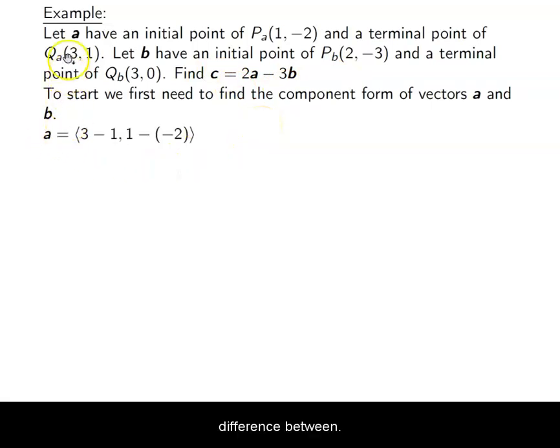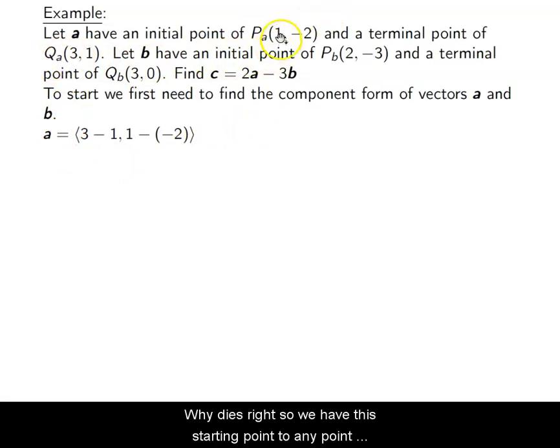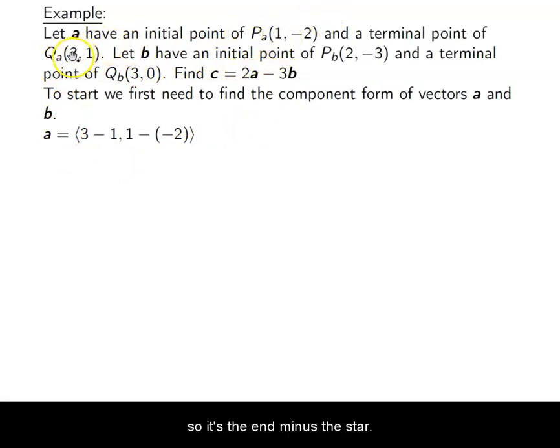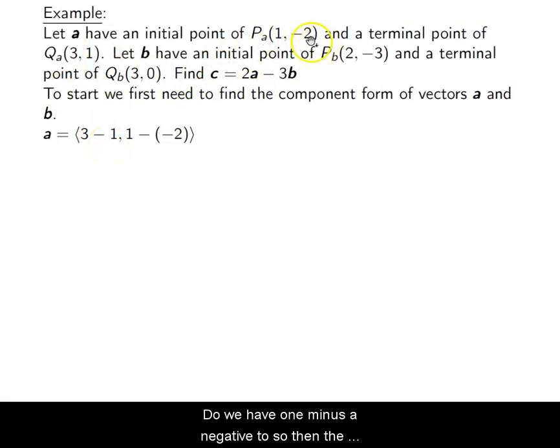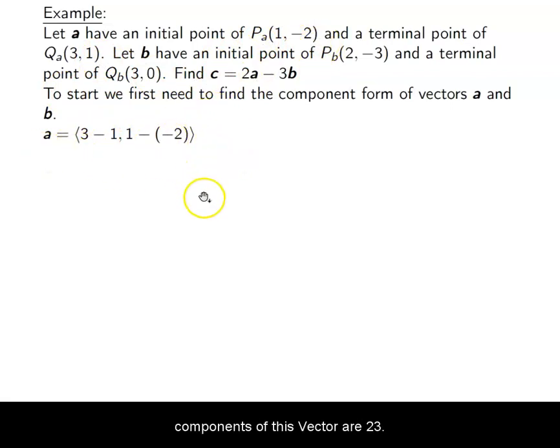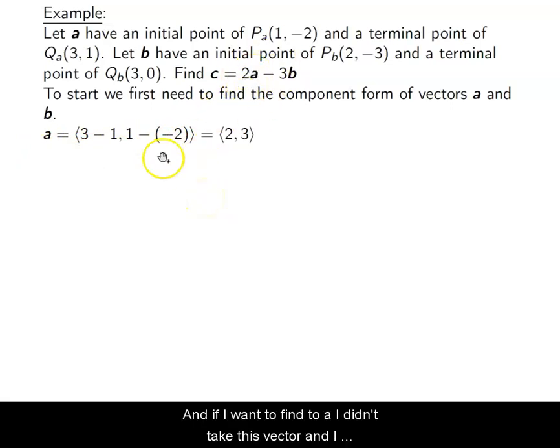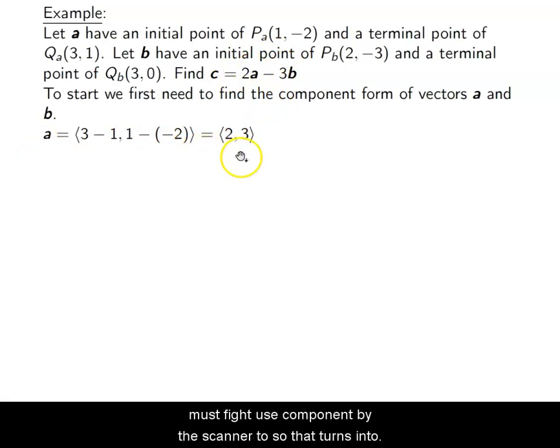So to find A, we find the difference between the values. We have the starting point and the ending point, so it's the end minus the start. So 3 minus 1, and then 1 minus -2. So then the components of this vector are (2, 3). And if I want to find 2A, I take this vector and multiply each component by the scalar 2. So that turns into (4, 6).